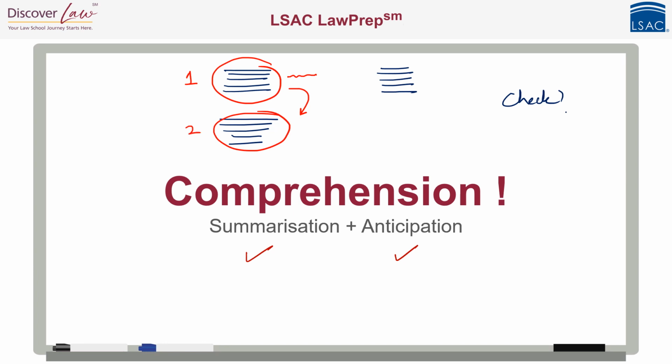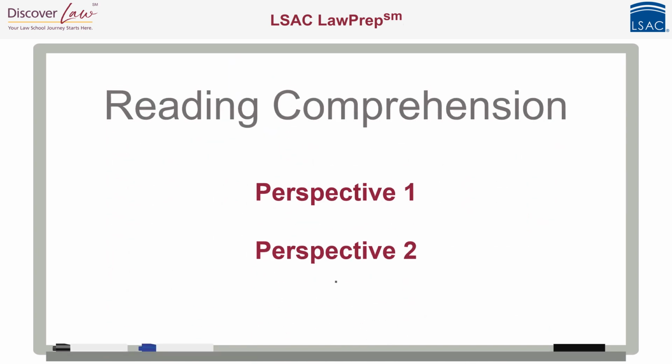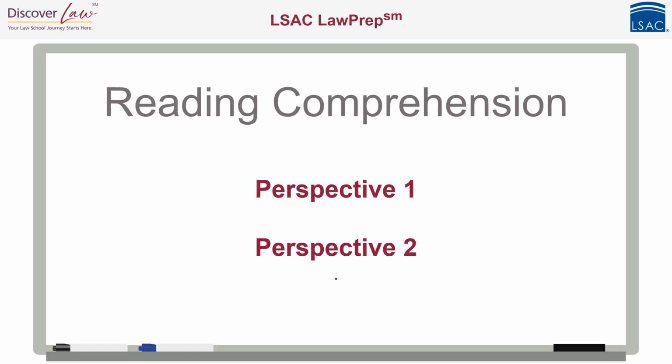You may not be right with your anticipation, which means that you might anticipate something and it might turn out to be something else. But you will have an ability to anticipate what comes next. That is how you know that you have been able to comprehend. So, in case you are unable to comprehend something, you might want to consider rereading it until you have achieved this amount of comprehension.